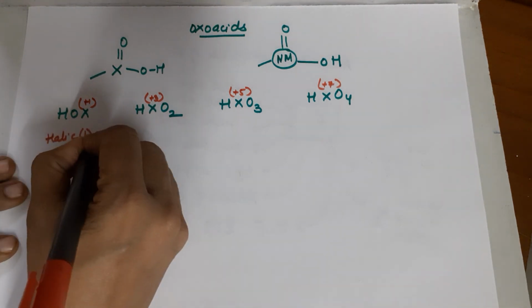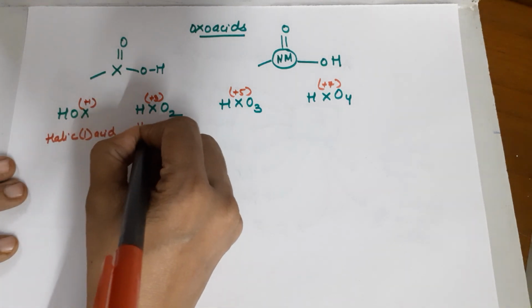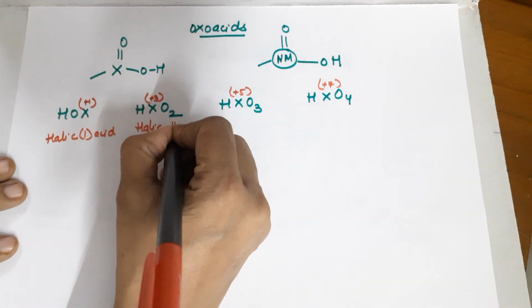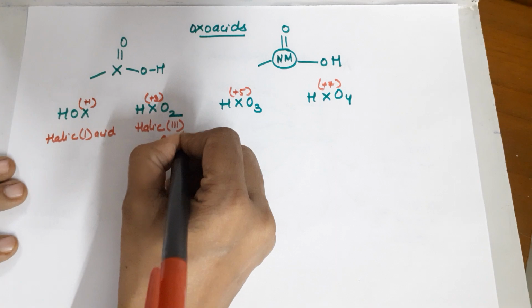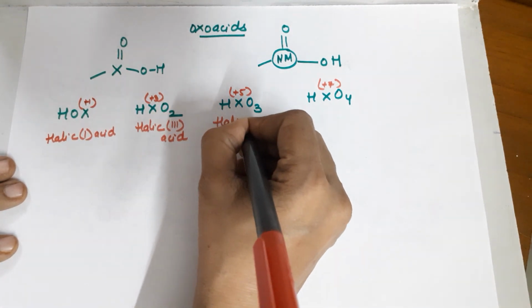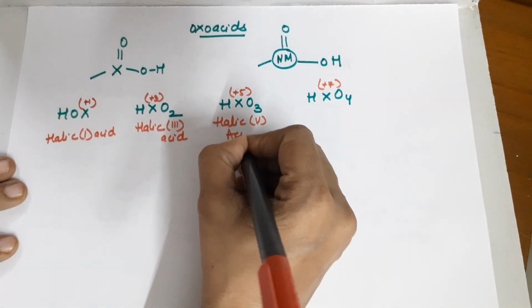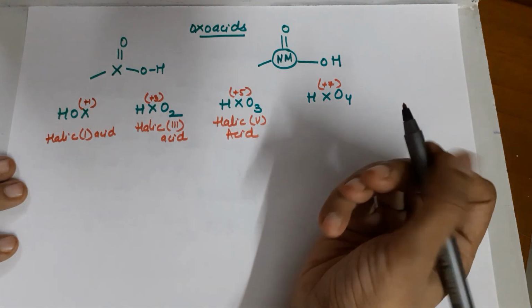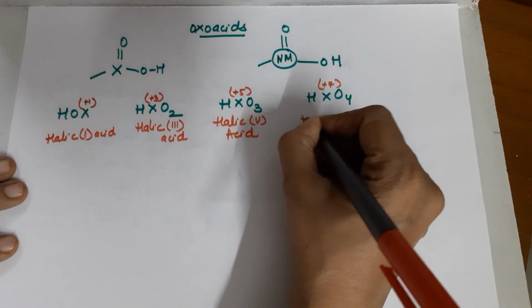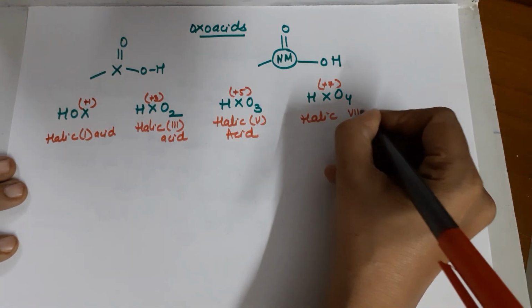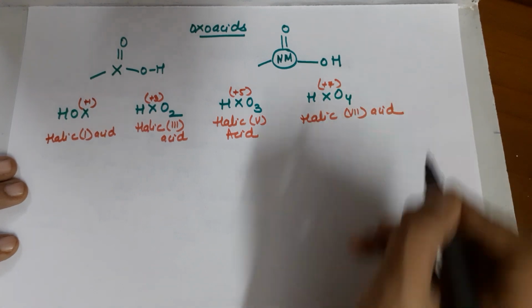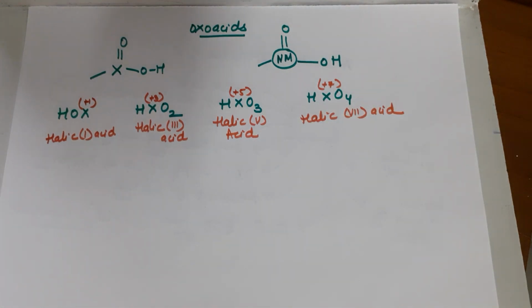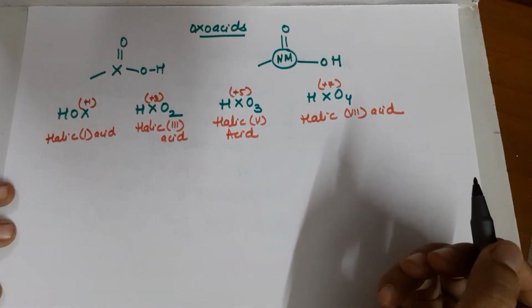Now according to IUPAC, the names given to these acids are halic 1 acid. This is also halic 3 acid. This is called halic 5 acid because of the oxidation number of halogen. So what will you call this? Halic 7 acid. But the common names are what you should know, because common names are the ones which you will require for the question answers.